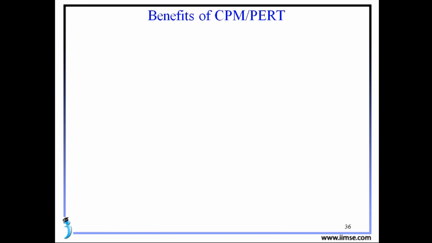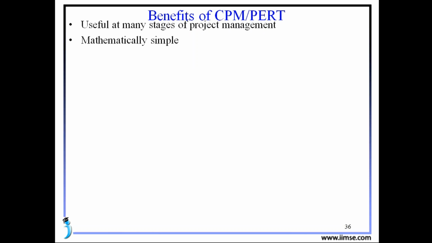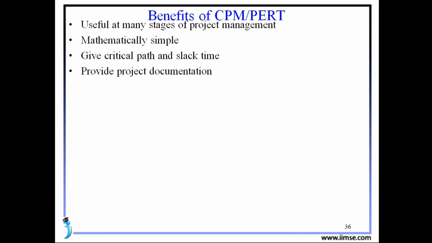And what are the benefits of CPM and PERT? They are useful at many stages of project management, and mathematically simple to understand. They give the critical path and slack time, which are the most important for every project. They provide project documentation and are useful in monitoring costs. Monitoring costs means that in the middle of our project, the project may take more or less time, and sometimes we should be able to spend accordingly. That means cost considerations and also time considerations should be taken, so monitoring will be done.